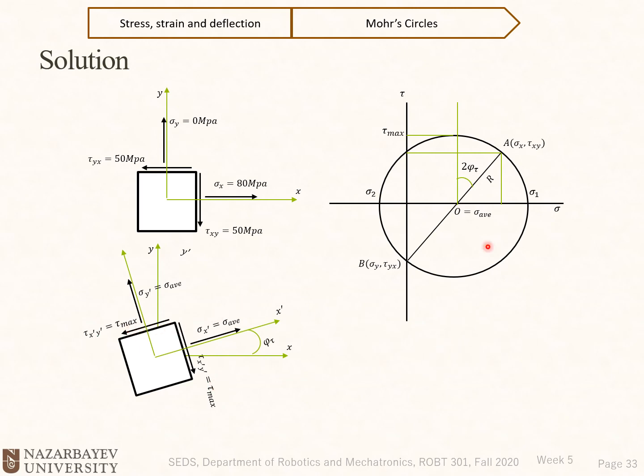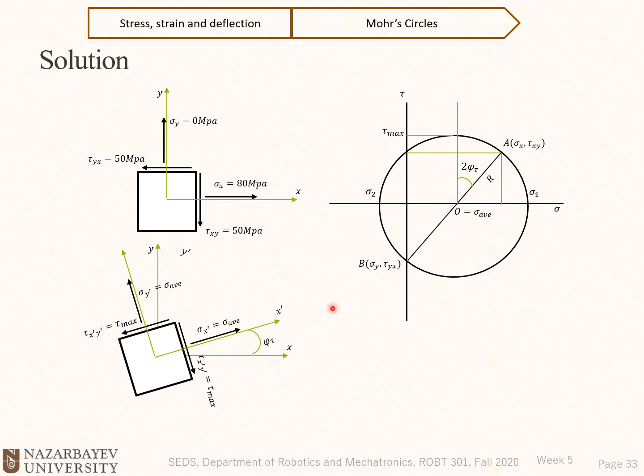Also, on the other side, when point B comes to this point here, what is the value of sigma x prime? Sigma x prime is equal to sigma average. And what is the value of the tau? It is also equal to tau max. Now we have our principal shear stress element and the principal shear stress values. So you can note that at principal shear stress, the shear stress is maximum, but the normal stress is not 0. The normal stress on both the x prime and y prime axes is equal to sigma average.